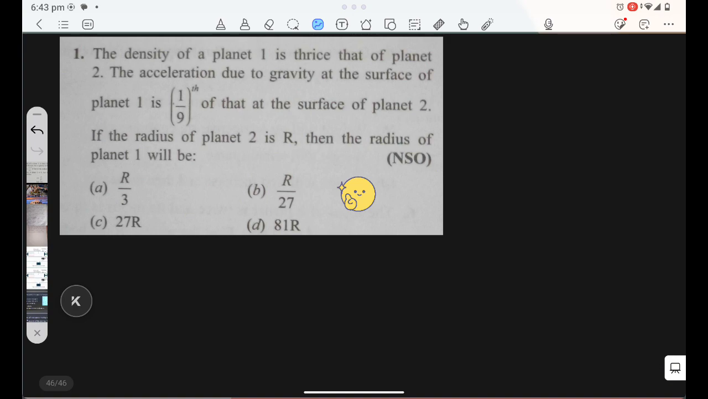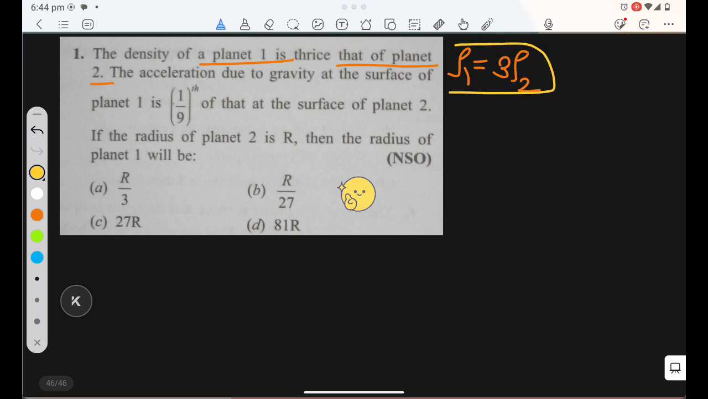The question is from the chapter Gravitation, class ninth. The question says the density of planet 1 is thrice that of planet 2. If I let the density of planet 1 be rho 1 and density of planet 2 be rho 2, then rho 1 is thrice, that is 3 times of rho 2. This is the first information given in the question.